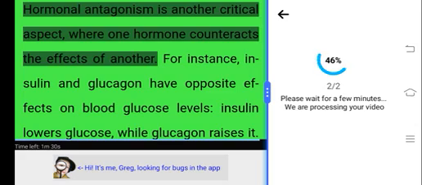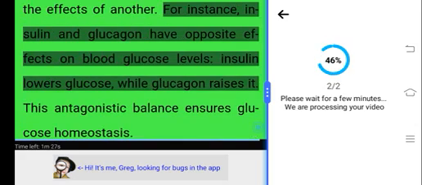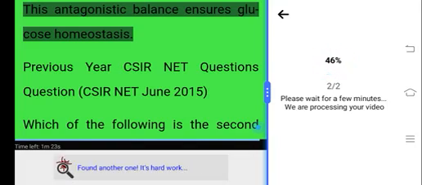Hormonal antagonism is another critical aspect, where one hormone counteracts the effects of another. For instance, insulin and glucagon have opposite effects on blood glucose levels. Insulin lowers glucose, while glucagon raises it. This antagonistic balance ensures glucose homeostasis.